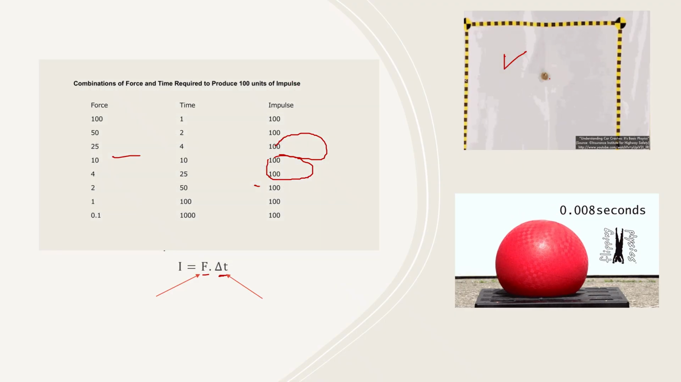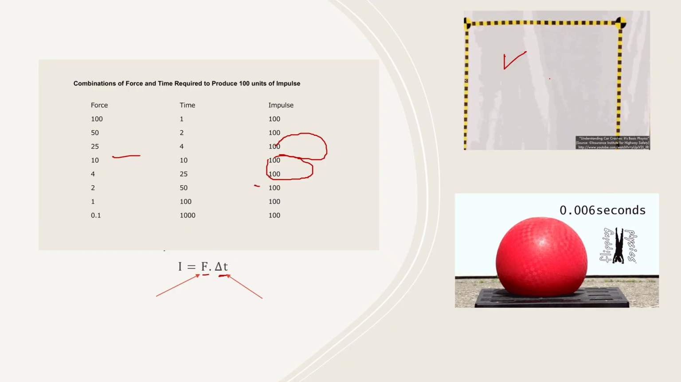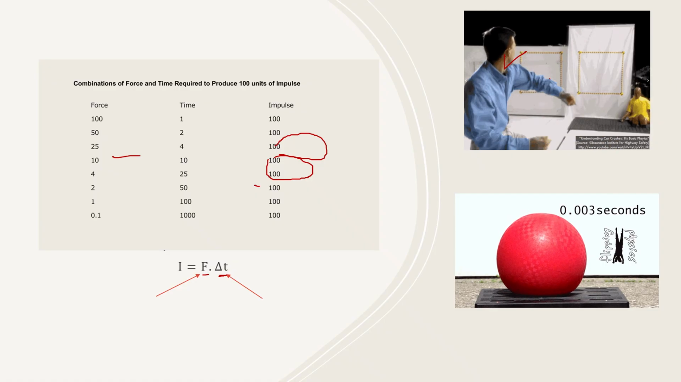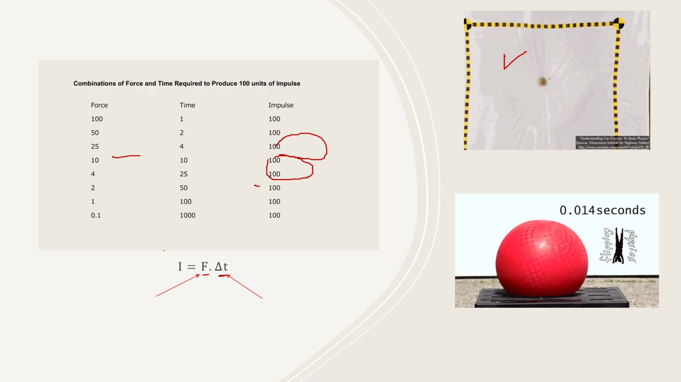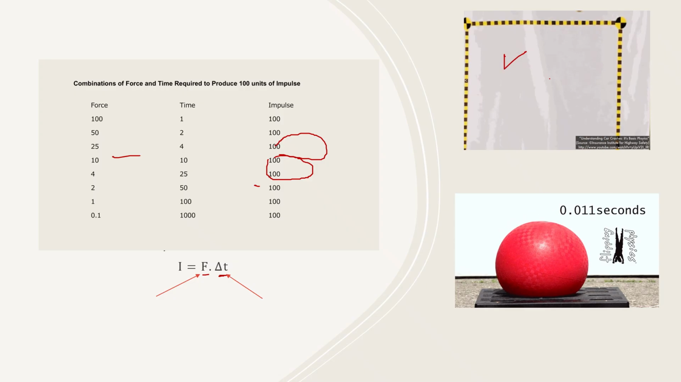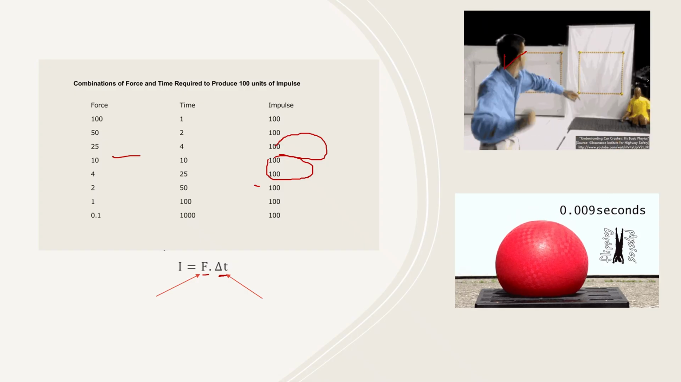So now let's try to understand this equation. If the force is higher, the duration, the collision time, will be lower. And if the collision time is higher, then the force will be lower. We can understand this by this table.